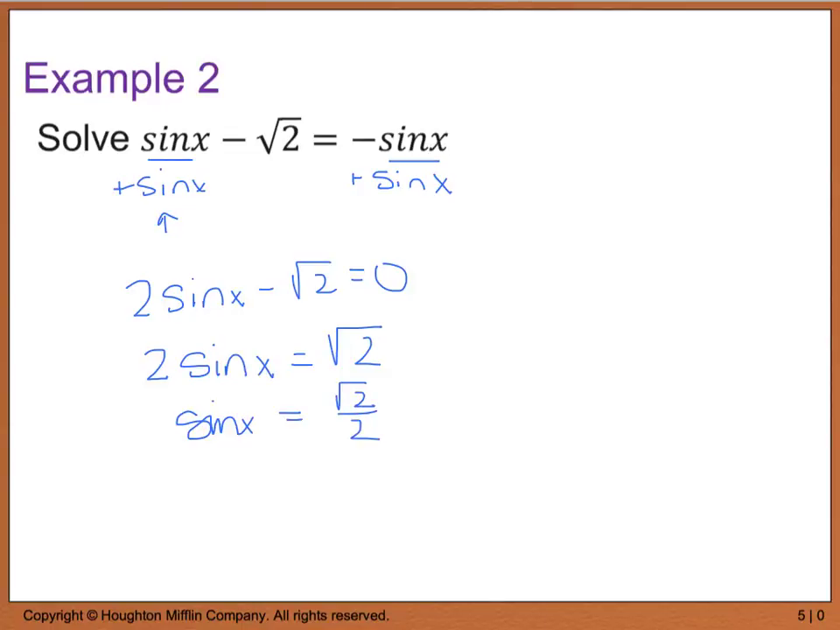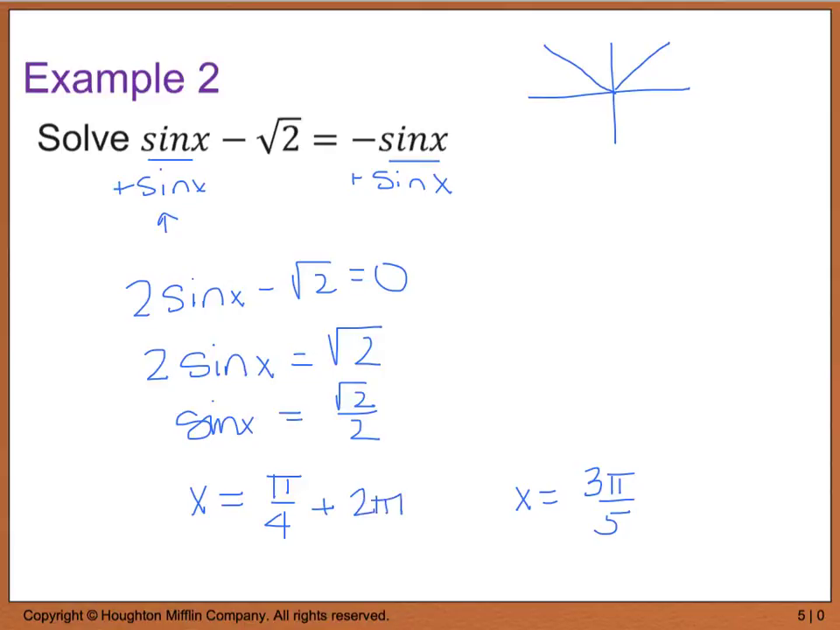Sine x equals the square root of 2 over 2 in either the first quadrant, or again it's over in the second quadrant, and that's going to occur when x is equal to pi over 4, or when x is equal to 3 pi over 4. Again, I'm not given a restricted domain, so I'm going to add 2 pi n to both of these.